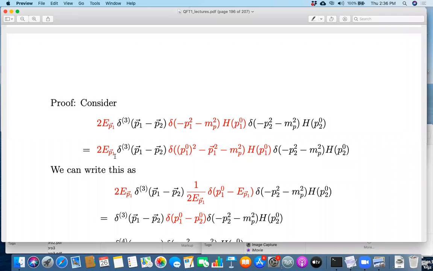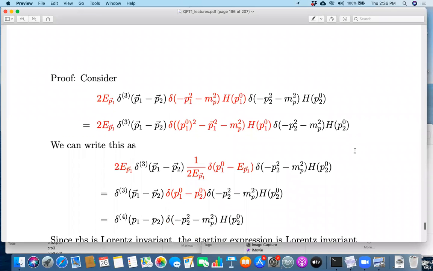So first to second line is really nothing. I have just written minus P1 square as P1 0 square minus P1 vector square, using this definition. Everything else is unchanged.